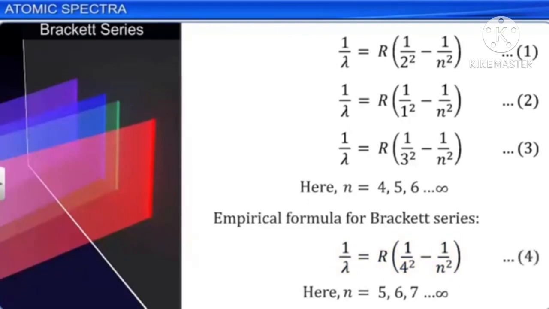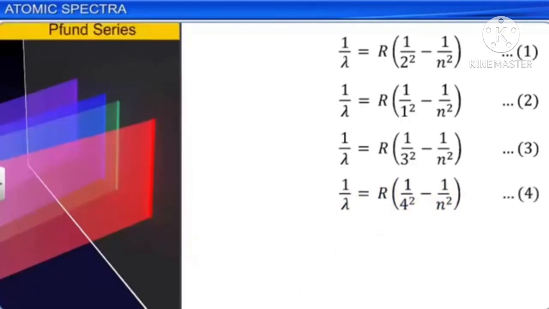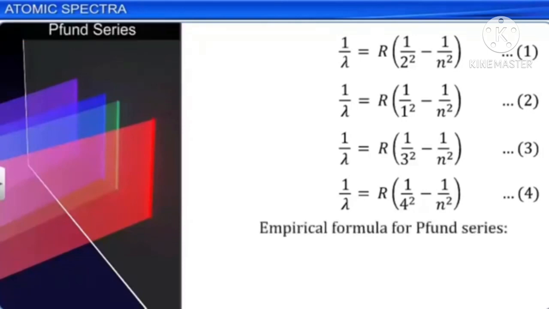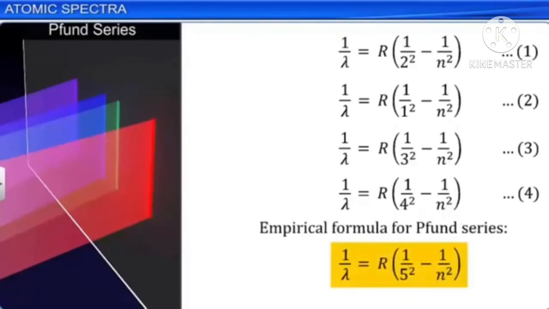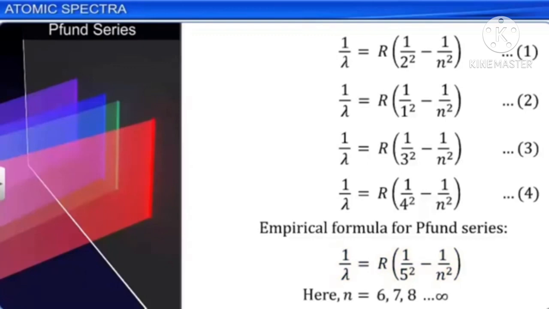The Pfund series has spectral lines which lie in the infrared region. The formula for the Pfund series is 1/lambda = R(1/5² − 1/n²). Here, n is equal to 6, 7, 8, and so on, up to infinity. Let this be equation 5.